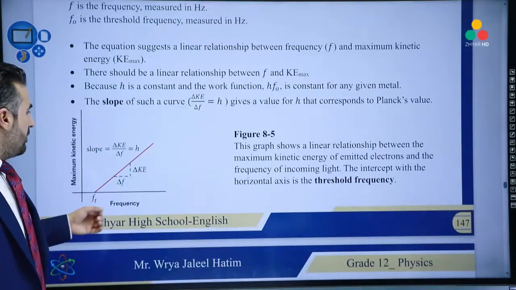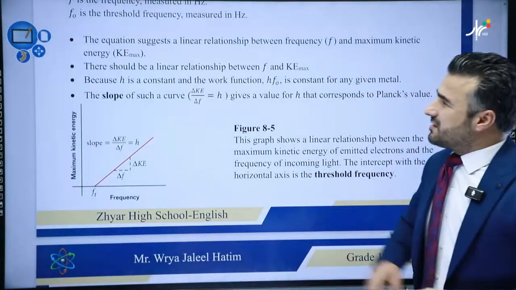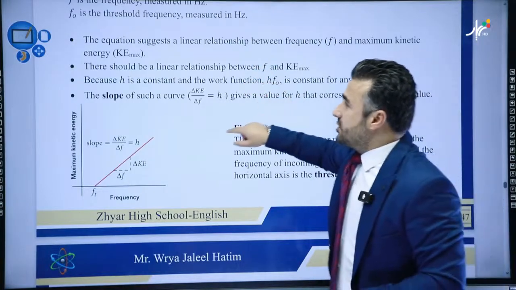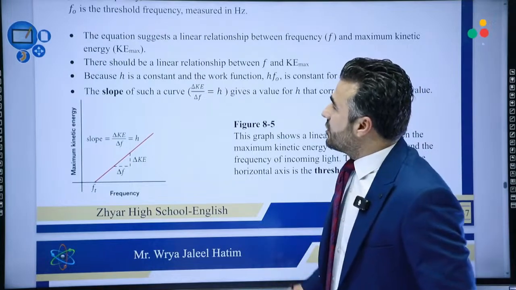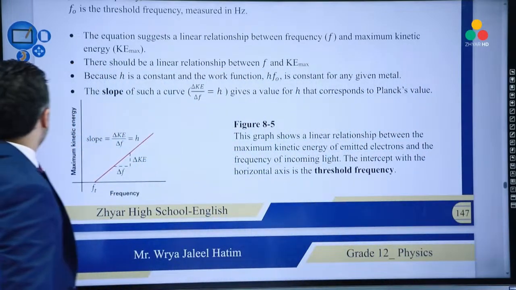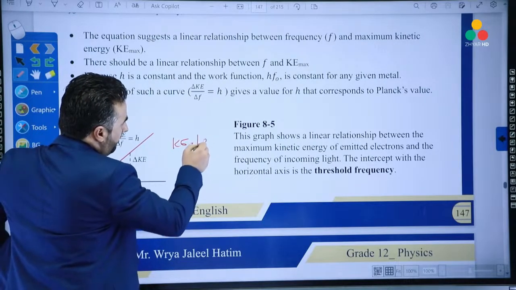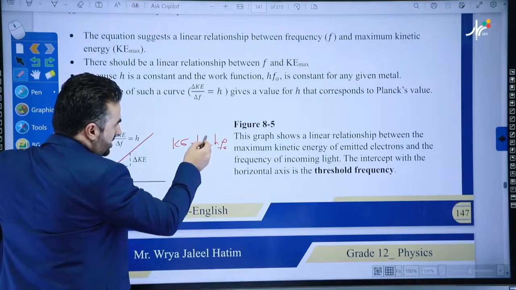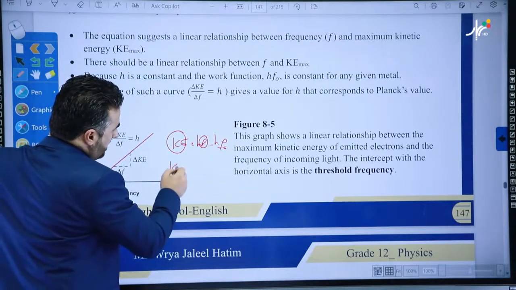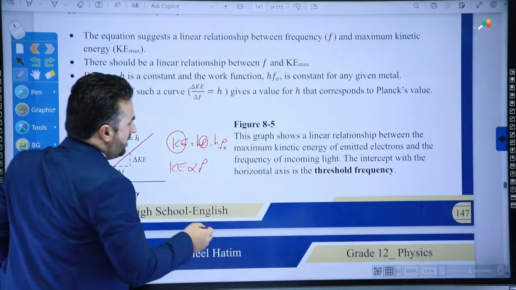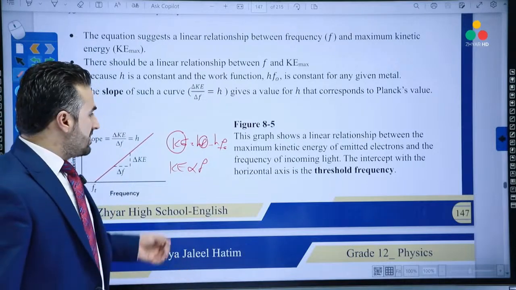Now, there was something also very important, remember this. The equation above suggests a linear relationship between the frequency and the maximum kinetic energy. What do we mean by this? Don't we say maximum kinetic energy is equal to hf minus hf naught? So you can see that there is a direct relationship between maximum kinetic energy and the frequency of the incident wave or photon.